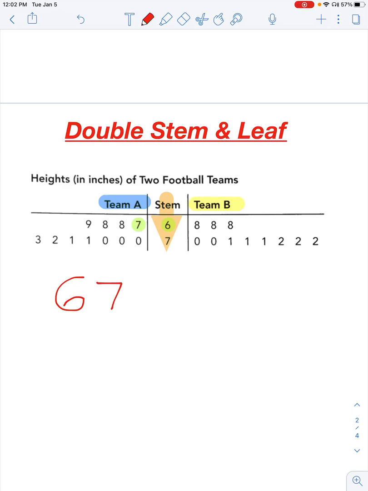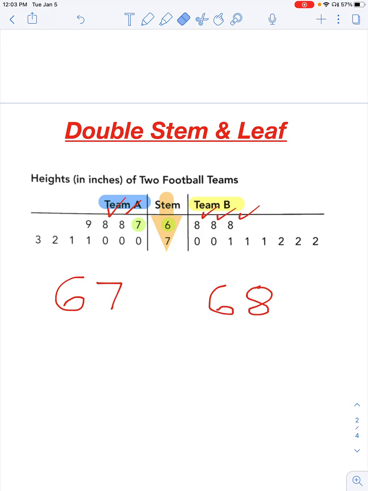Whereas if you were trying to figure out the smallest person in Team B, again, you use the stem, and the number next to that's going to be 68. If you look, Team B doesn't have one. It actually has 3 68s, whereas Team A has 2 68s after the 67.